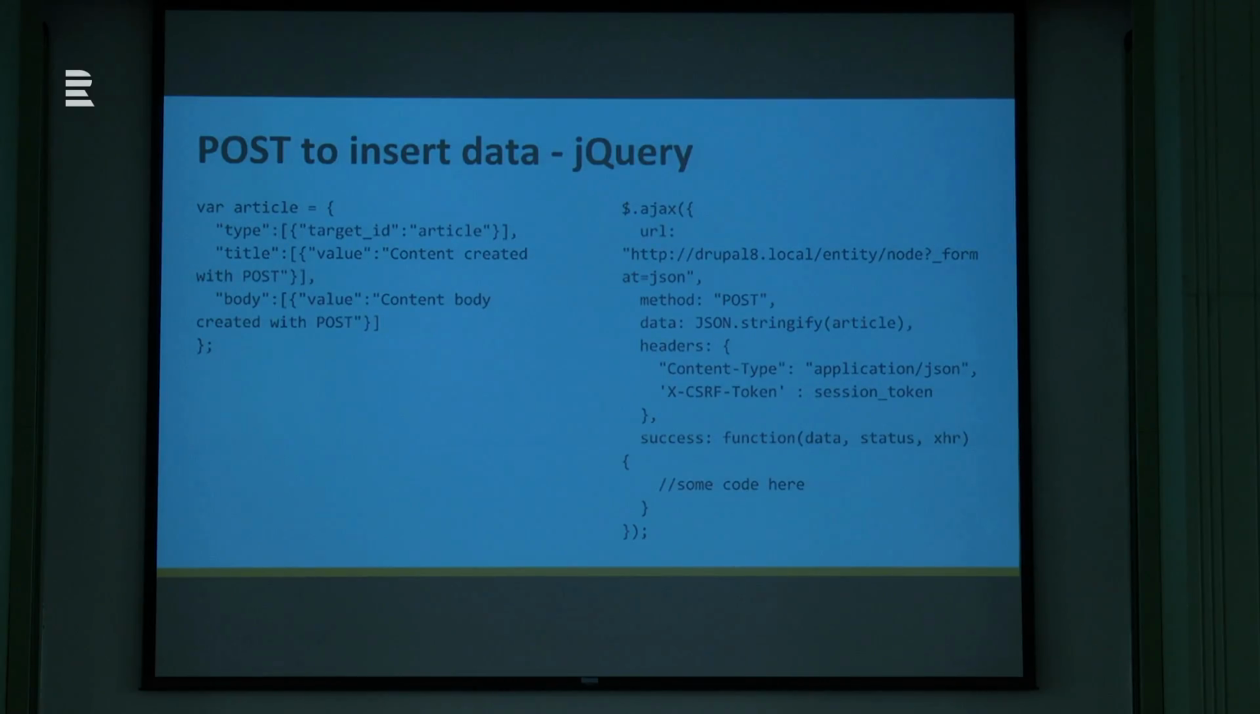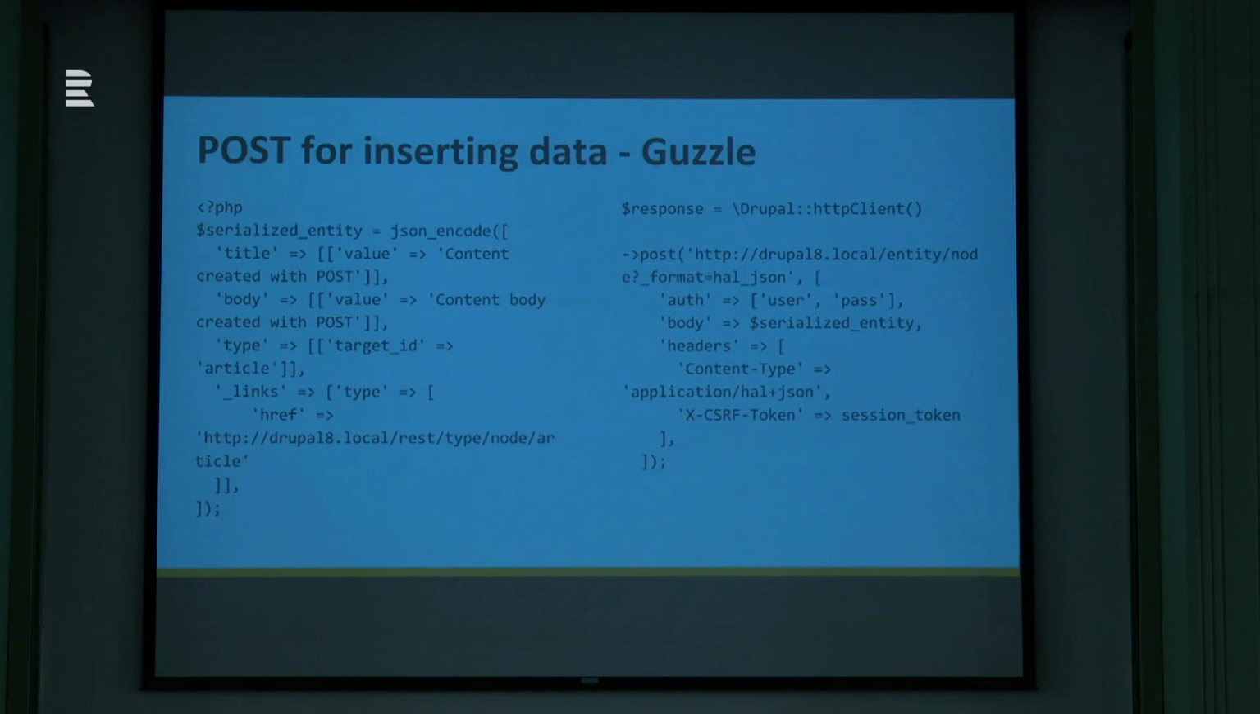Okay. So inside jQuery, you also need to pass this token parameter because you'll not be able to insert data without it. And in article, you need to pass the data that your entity will hold. Okay. For Guzzle, it looks something like this. So you create like a serialized entity where you pass in the parameters, pass in a token, pass your serialized entity, and session token at the bottom.